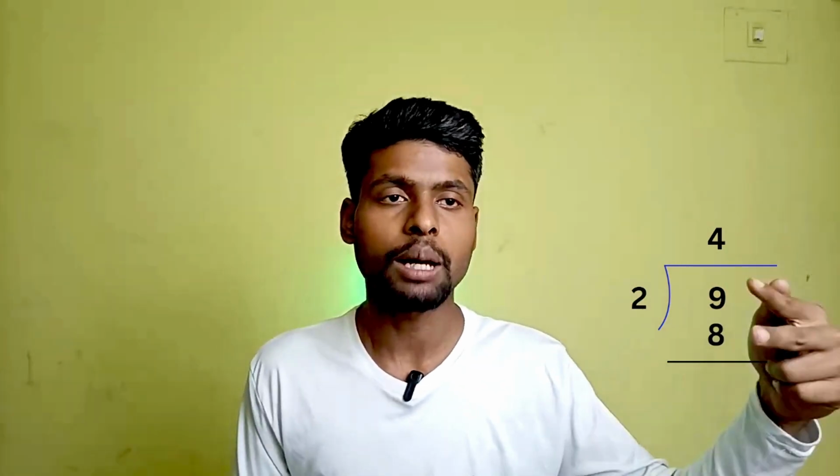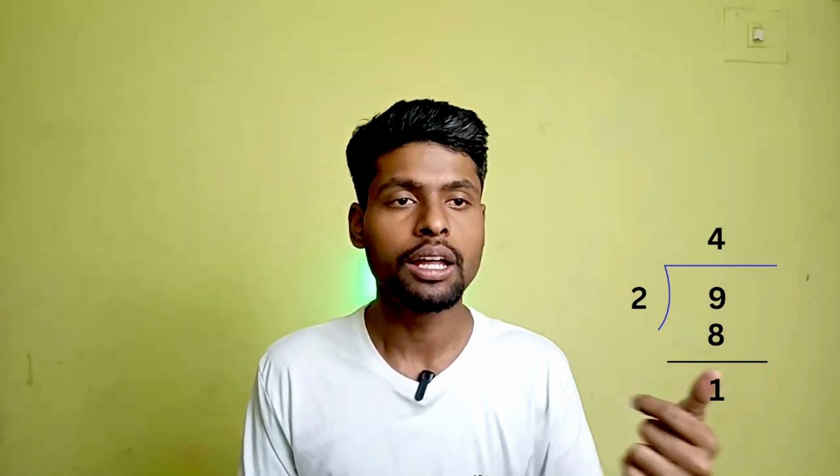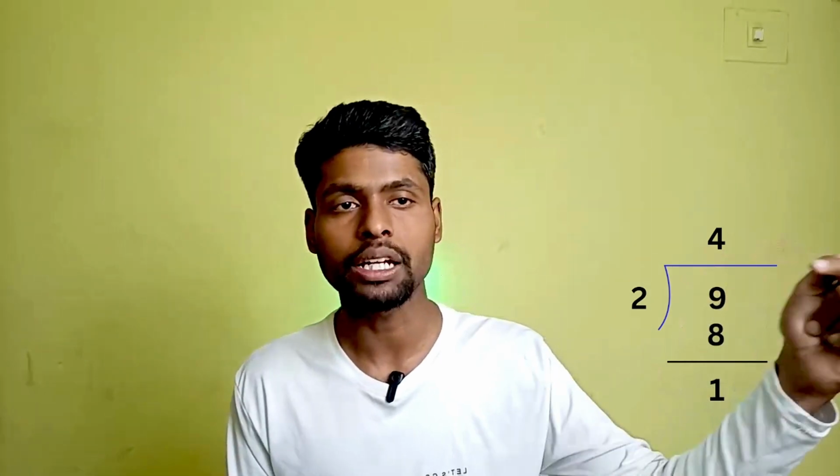Hope I am clear. Next, my second step is I need to multiply by 2. If I multiply, I will get a result of 8. Then I need to subtract. 9 minus 8, I will get a result of 1. This 1 is the remainder value for my 9 value. Hope I am clear. Now let's write the code. First, I'm going to print a remainder value for a specific value using the modulus operator.